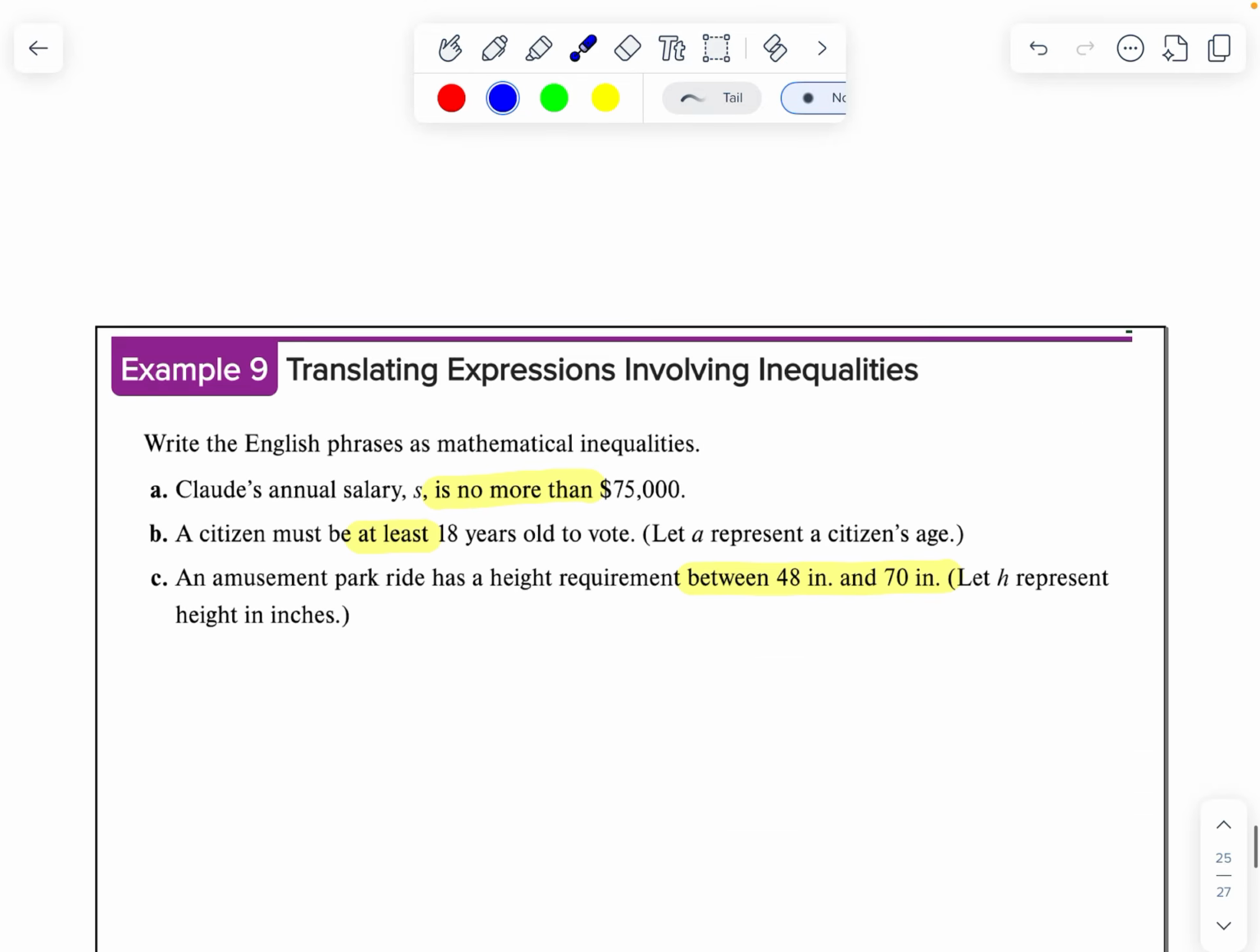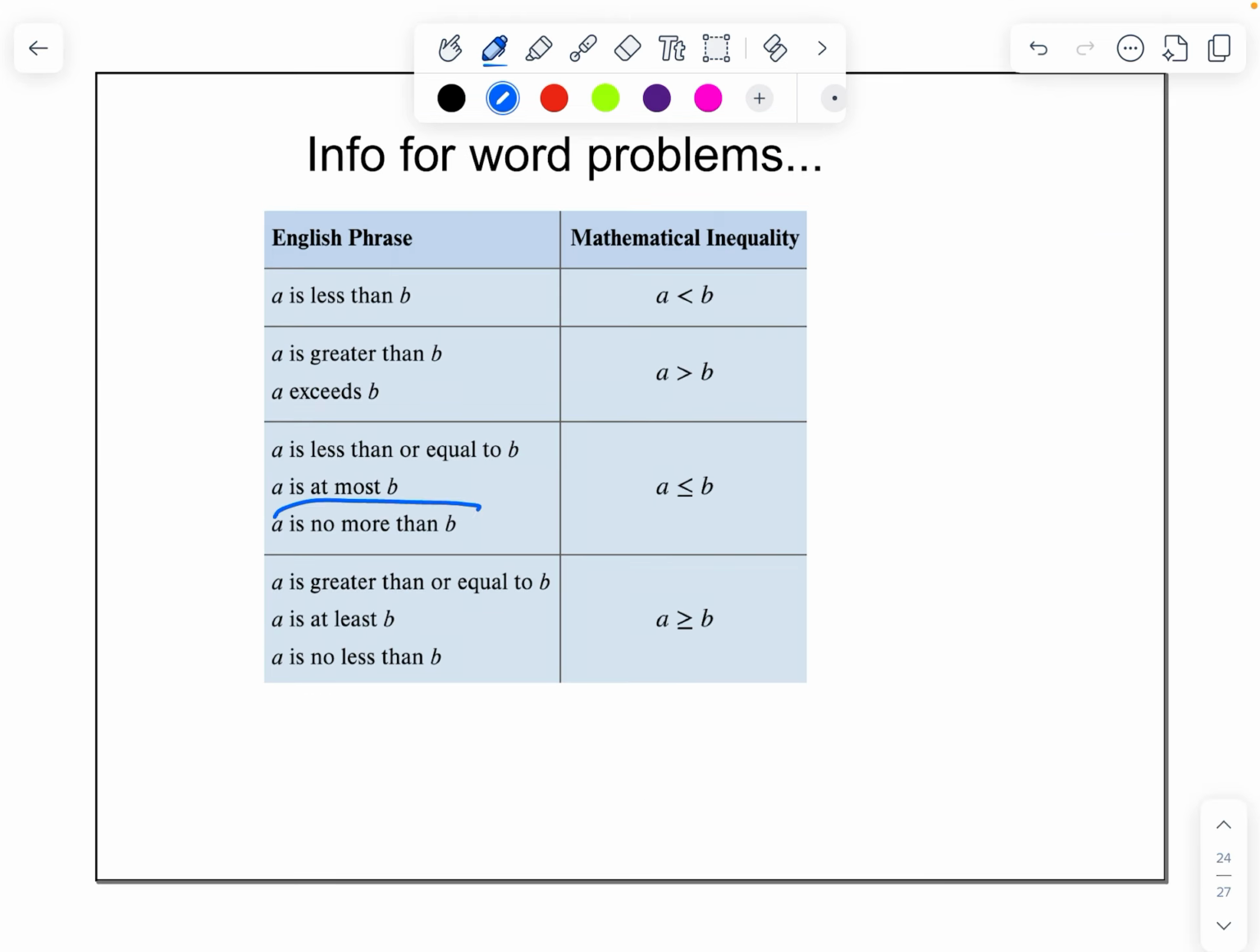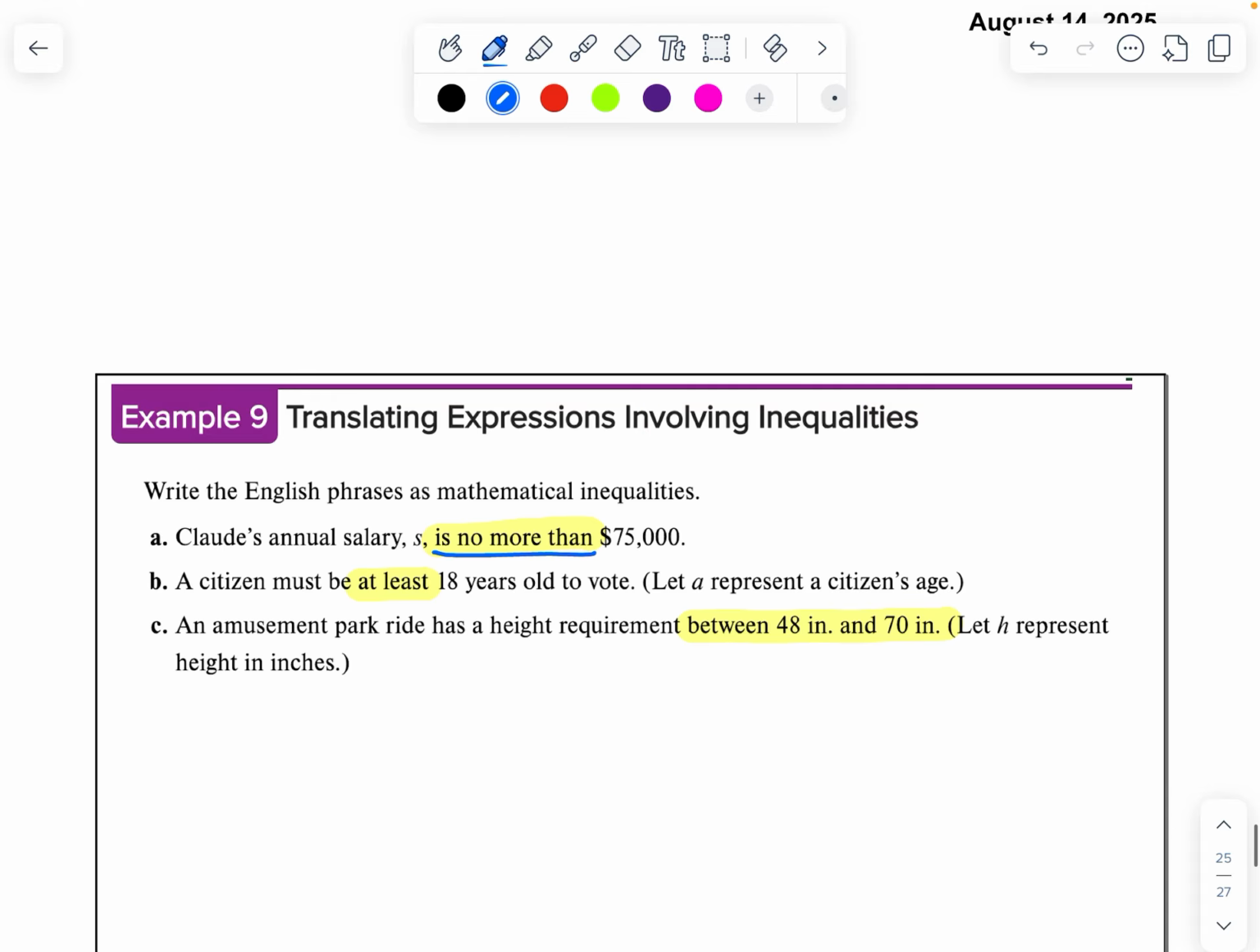For all of these, all we're trying to do is write the English phrase, okay? We're not trying to solve it. It says write the English phrase. So first, Claude's annual salary is no more than $75,000. If you go back to look at your chart, no more than, right here, means less than or equal to. So here, his salary, S, is less than or equal to $75,000.